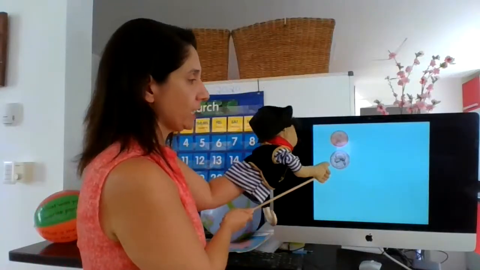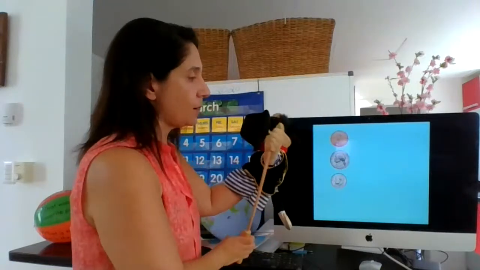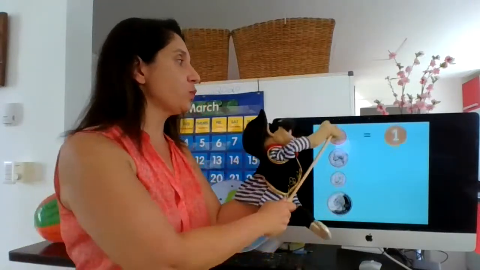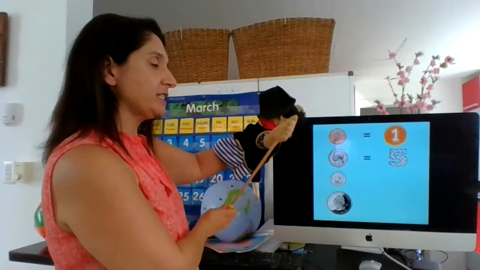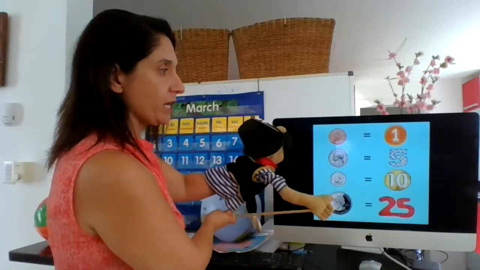How much is a penny? How much is a nickel? How much is a dime? How much is a quarter? A penny is 1, a nickel is 5, a dime is 10, and a quarter is 25.